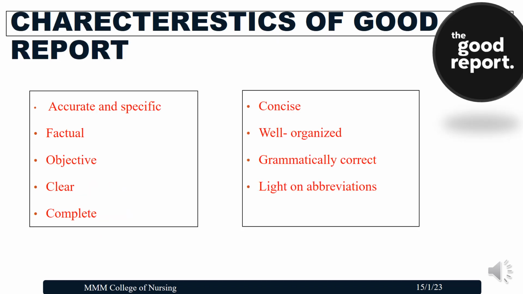Before writing an incident report, we should know some of the characteristics of a good report. It should be accurate and specific. What actually happened there should be correctly entered into the incident report. Factual, truthful, objective, clear, complete, concise, well organized, grammatically correct, and light on abbreviations. We should not use jargon words when we are writing an incident report. So it should be light on abbreviations.